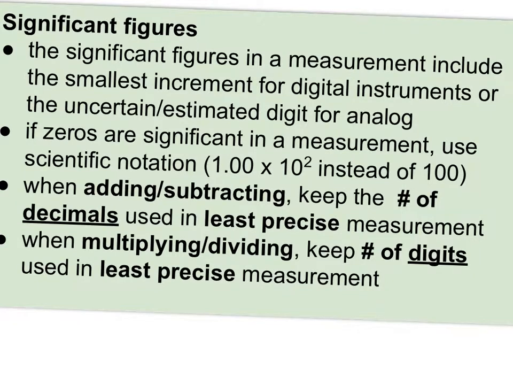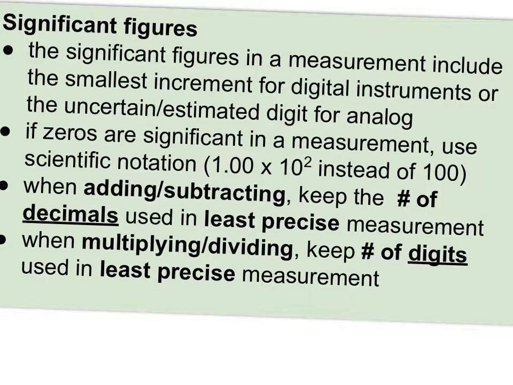And the last thing to mention in this video is the idea of significant figures. Significant figures in a measurement include the smallest increment for digital instruments, or the estimated digit for analog instruments. Generally, if zeros are significant in a measurement, we use scientific notation. For example, 1.00 times 10 to the second would let me know that all three digits are significant, whereas if I write 100, it would appear that there's only one significant figure.